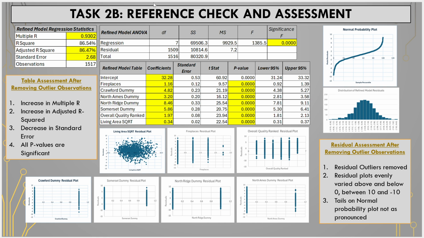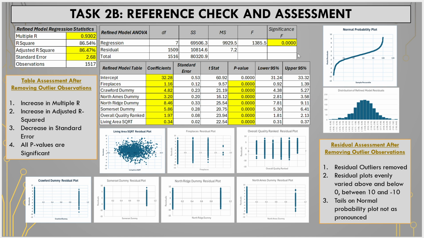So some things to pay attention to. The first one is your model regression statistics table. I've just taken these from the Excel workbook and pasted them into a PowerPoint slide. This is something similar you'll do for your final presentation. So we have our multiple R value. This value is increased. We'll look at a comparison on the next slide. Our adjusted R squared value also has increased slightly, and our standard error has also decreased. So those are the three things that we'd like to see from this regression statistics table: increase in multiple R, increase in adjusted R squared, and decrease in standard error.